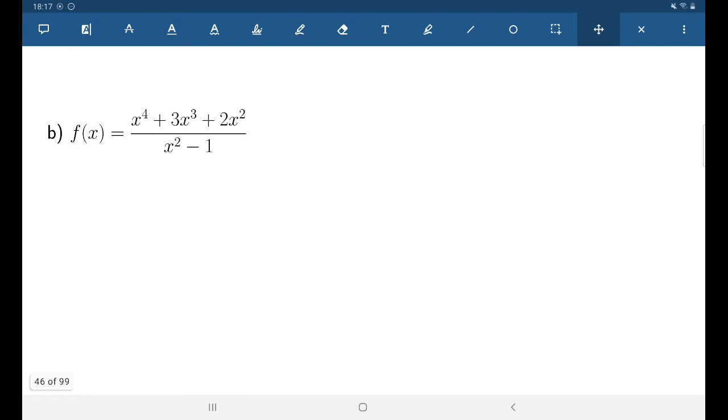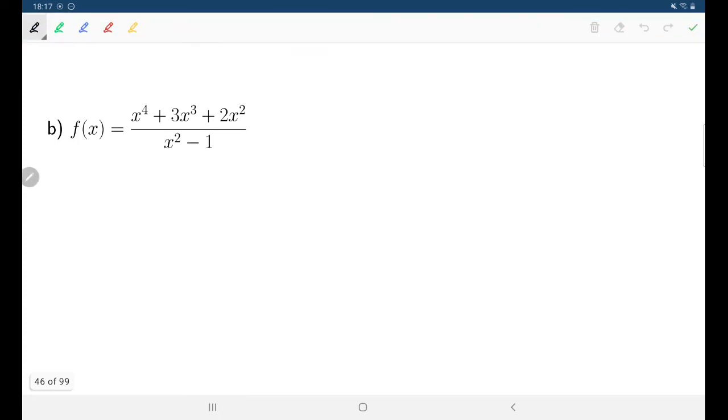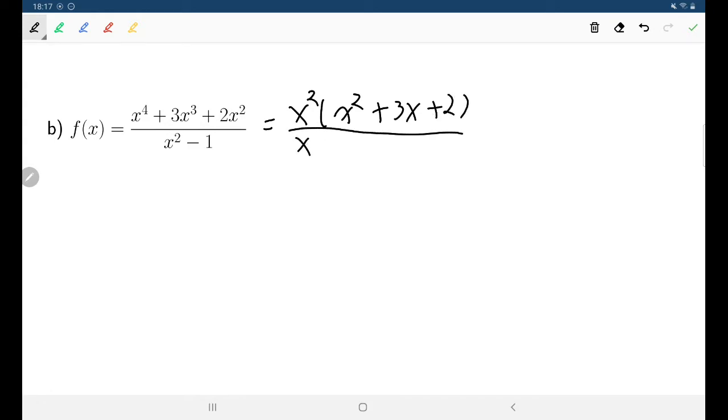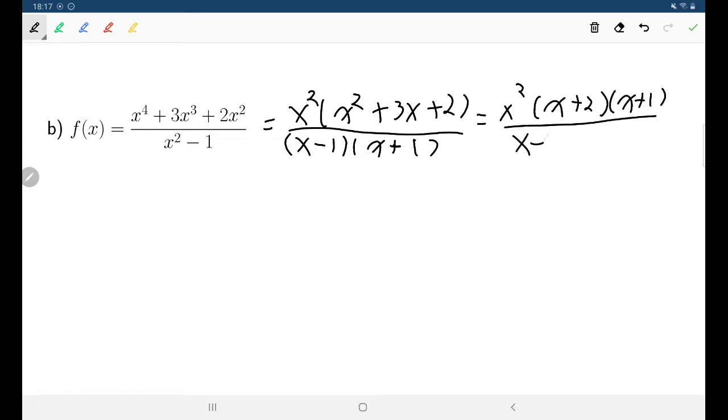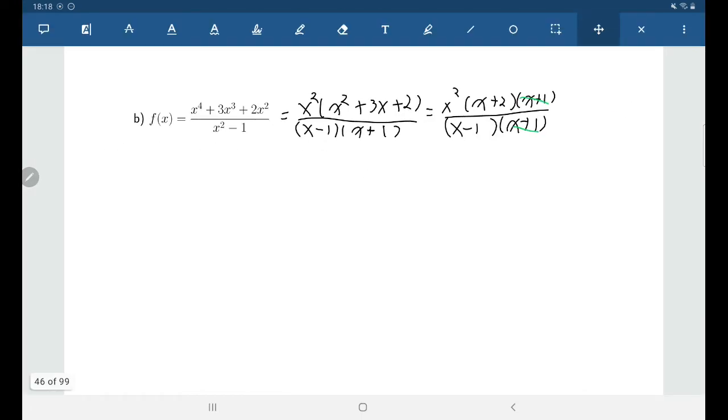Let's do another one. This one I'm going to do a little bit of factoring to get myself started. The numerator, I can take x squared out as a common factor. And what's left over, the x squared plus 3x plus 2, that factors as (x + 2)(x + 1). And so the (x + 1)'s cancel, and now we can say a bunch of things.